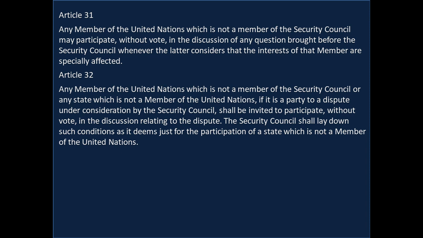Article 32. Any member of the United Nations which is not a member of the Security Council or any state which is not a member of the United Nations, if it is a party to a dispute under consideration by the Security Council, shall be invited to participate, without vote, in the discussion relating to the dispute. The Security Council shall lay down such conditions as it deems just for the participation of a state which is not a member of the United Nations.